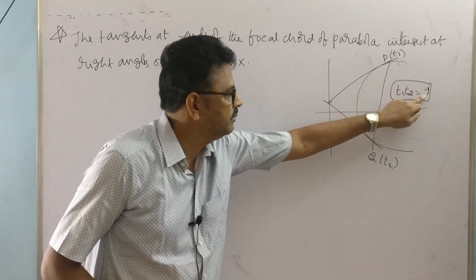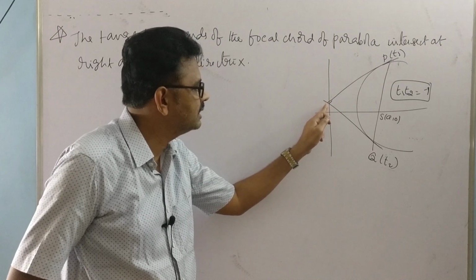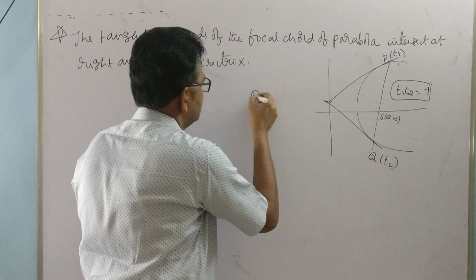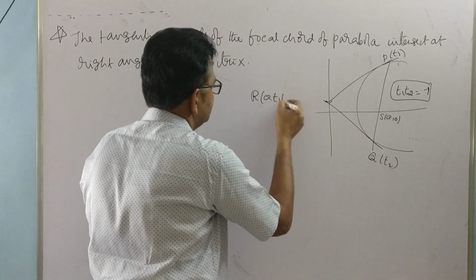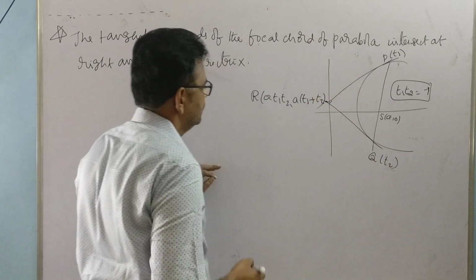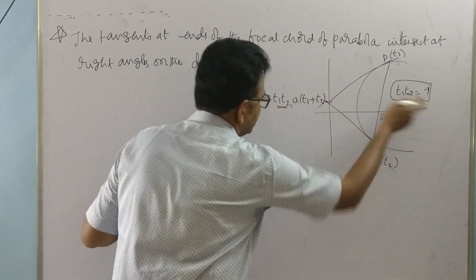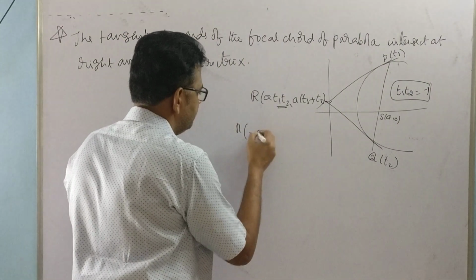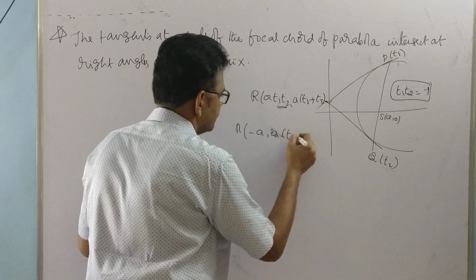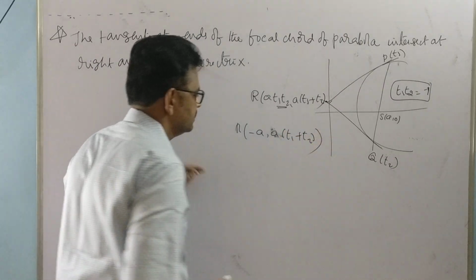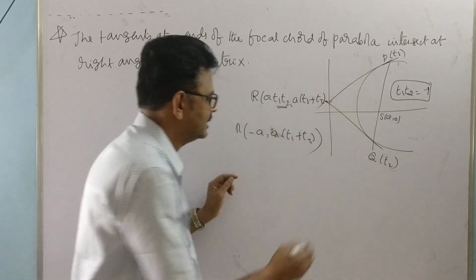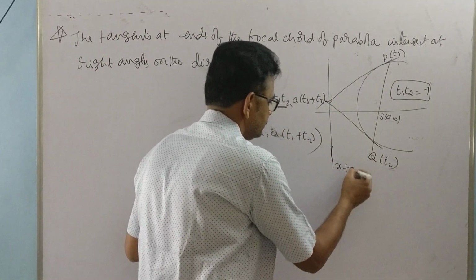t1 t2 is minus 1. What is the point? This is nothing but the point of intersection of tangents. Call it R, (a t1 t2, a into (t1 plus t2)). What is t1 t2 equal to? Minus 1. Therefore, that is equal to (minus a, a into (t1 plus t2)). So what is the equation of directrix? x plus a equal to 0.